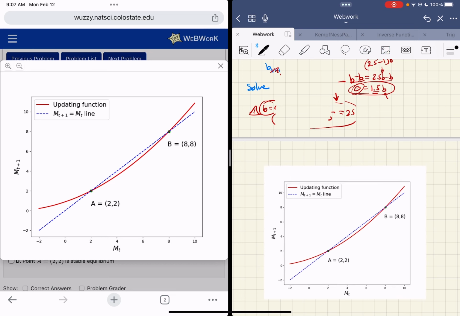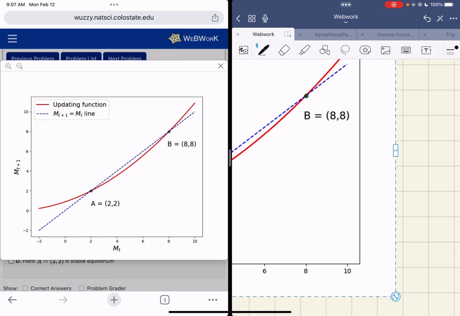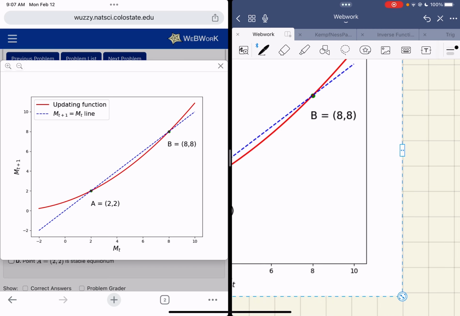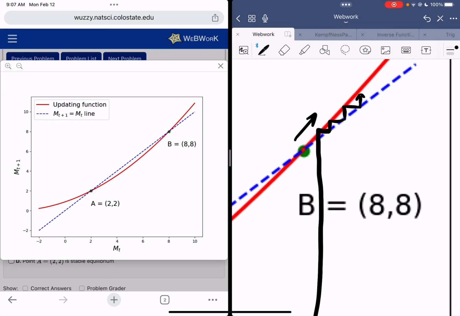Great. Cool. So what we should do is cobweb, okay? So 8, here's 8. Thank you. Here's 8. So I start a little bit to the right, and I go up, and I hit updating function, and then y equals x. Updating function, y equals x. And see what's happening? I'm going away from this spot. So this point here is not stable.